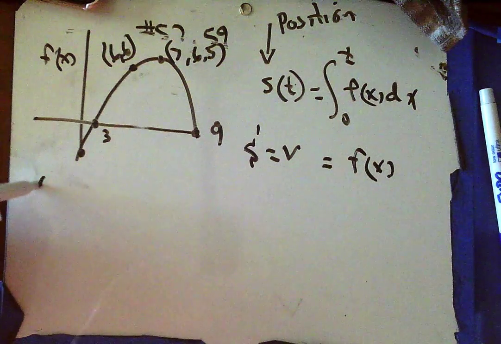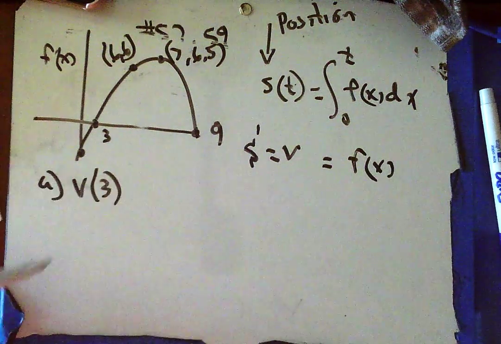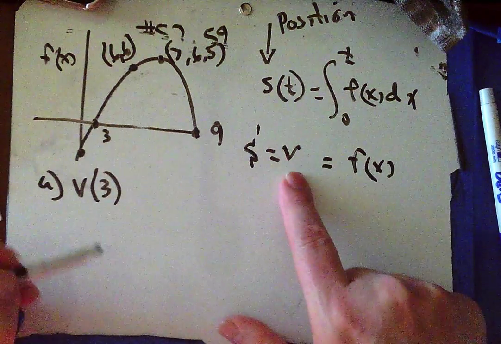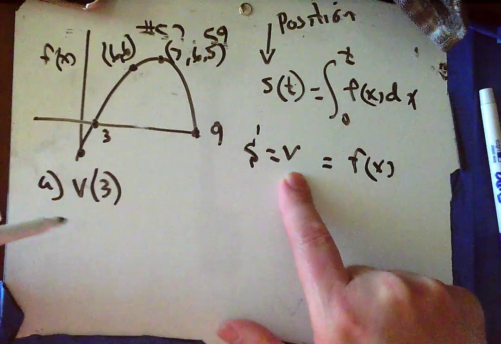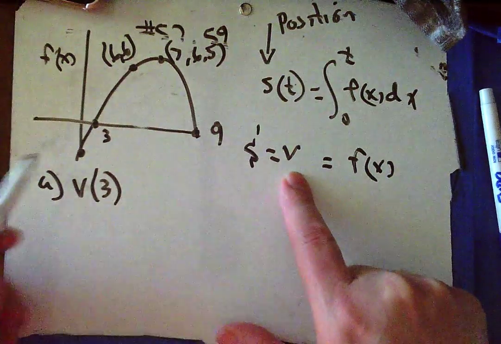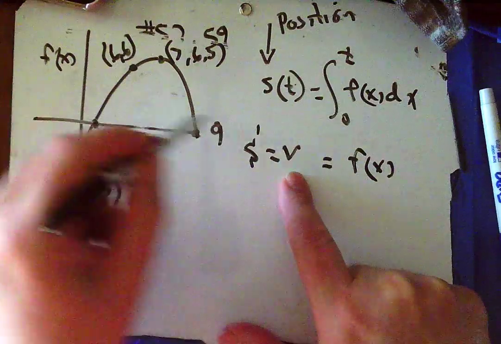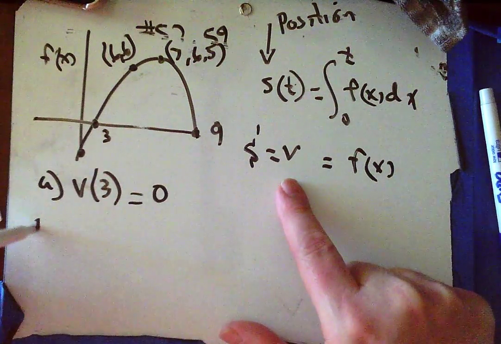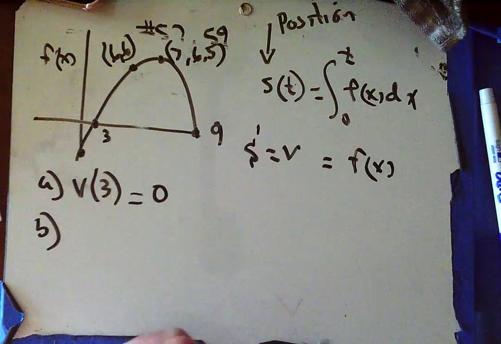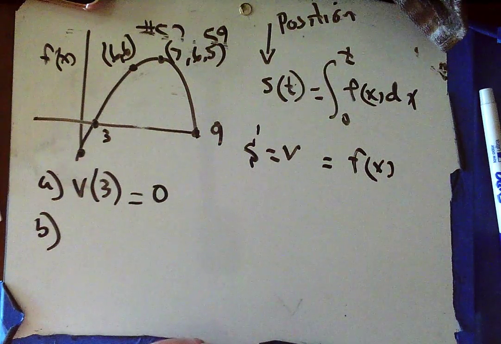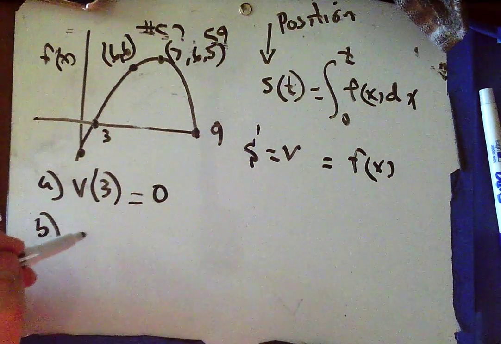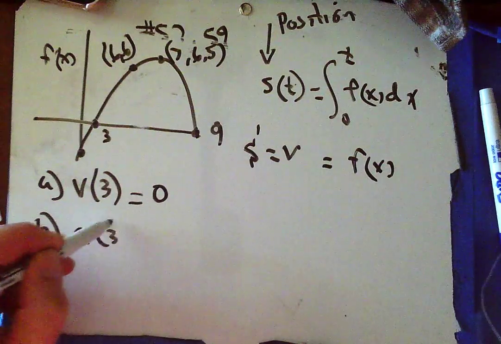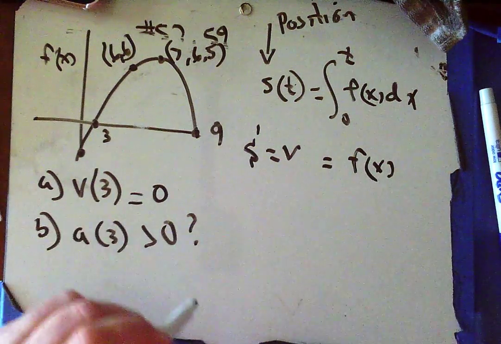Okay, part A, what's v of 3? Oh, well, because I know that I'm looking at now a graph of velocity, I can say, okay, v of 3, this is the velocity graph, this f graph is 0. The y value at 3 is 0. B, what about, is acceleration greater than 0 at t equals 3? Acceleration at 3 greater than 0, question mark?